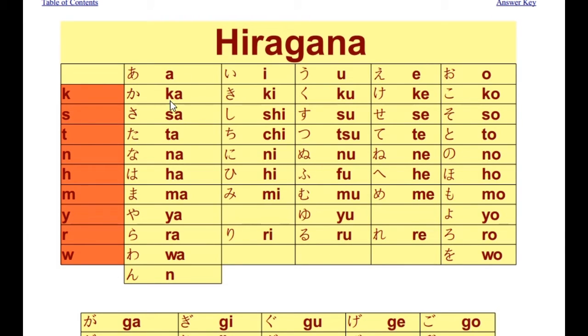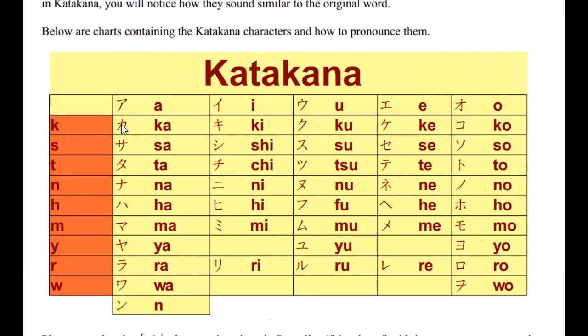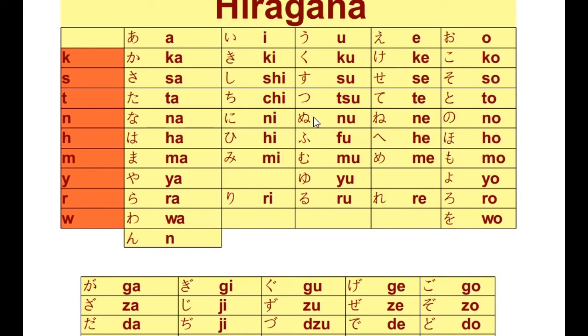Some of them are quite similar. For example, here we have ka in hiragana and ka in katakana. They almost look the exact same. But this isn't the case for all the characters. For example, if we have nu, this character here looks quite a bit different from the hiragana nu. So you'll just have to learn both charts. Some of the characters look similar, so memorizing some of them shouldn't be too hard, but most of them look different. And you'll just have to get used to reading and writing both of them.